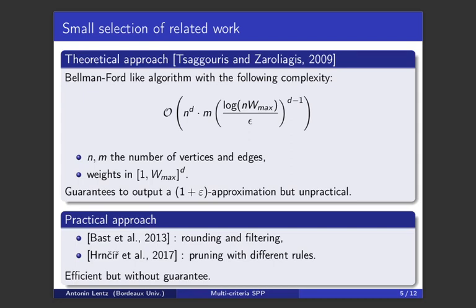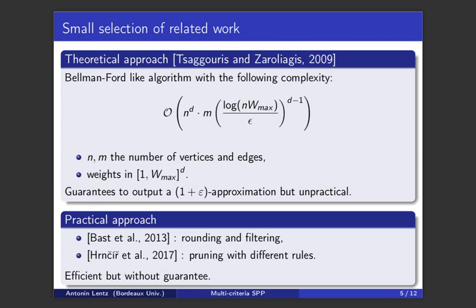In order to tackle this issue, Tsaggaris and Zaroliagis consider that two paths have to be much closer than a factor 1 plus epsilon. So that's a reason for the exponent d in the complexity. And another reason it's impractical is that it keeps some dominated paths, but if you remove those dominated paths, then the complexity gets worse.